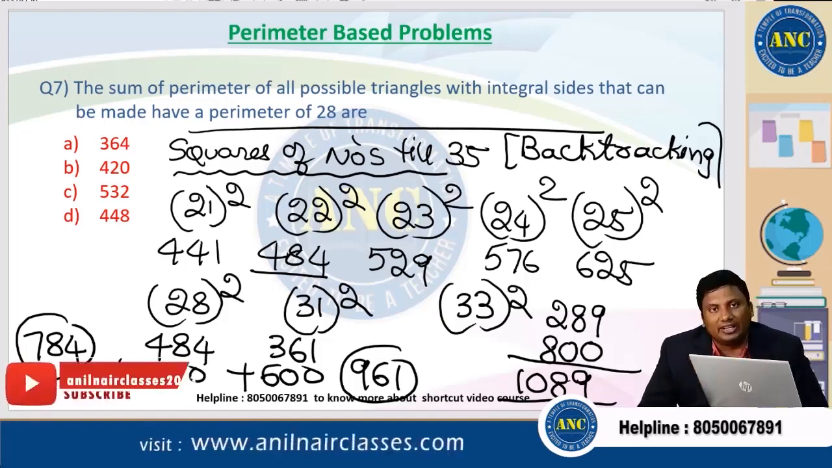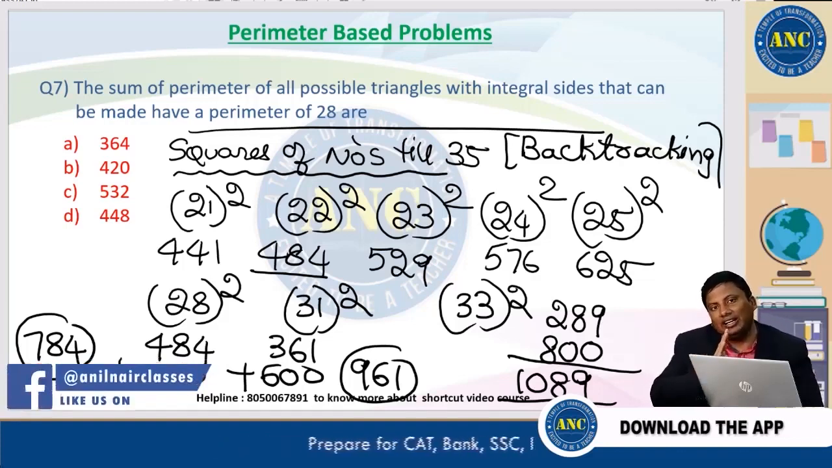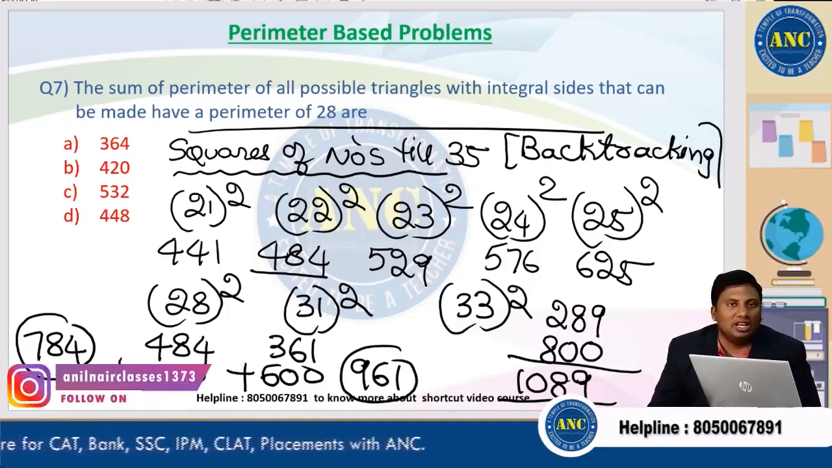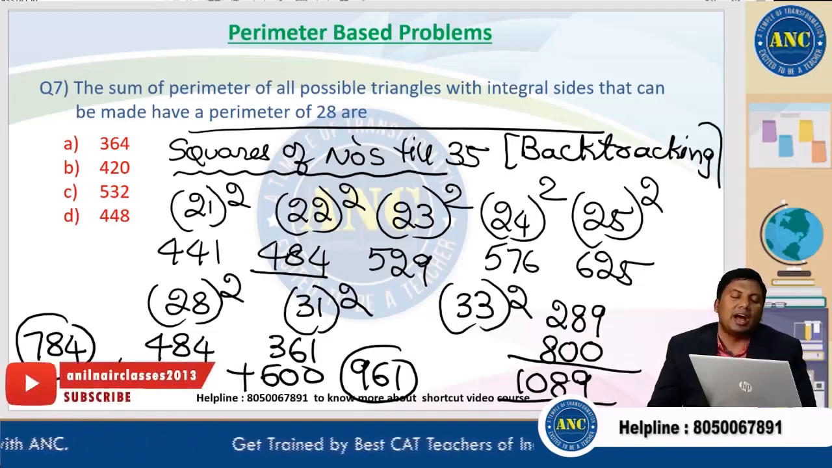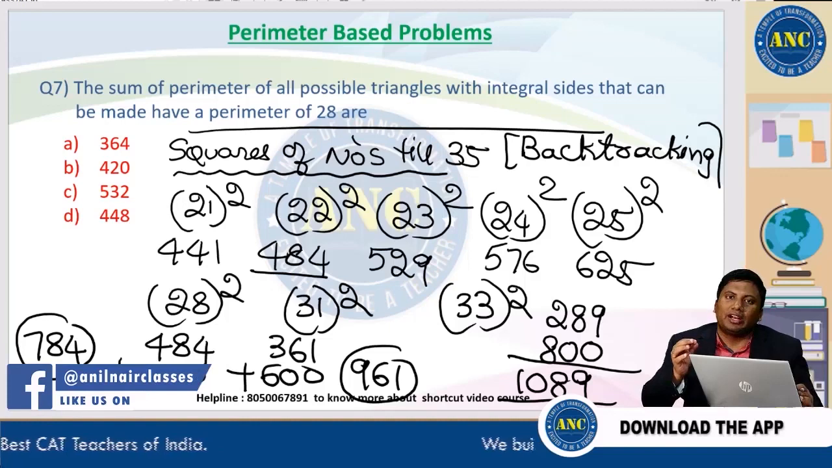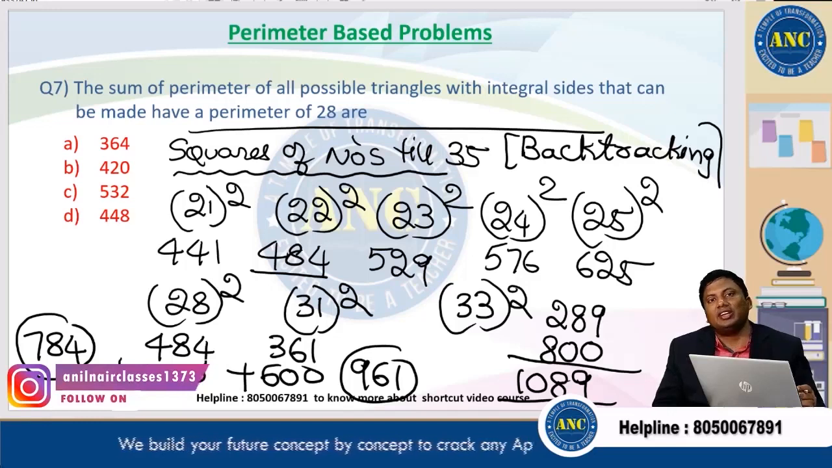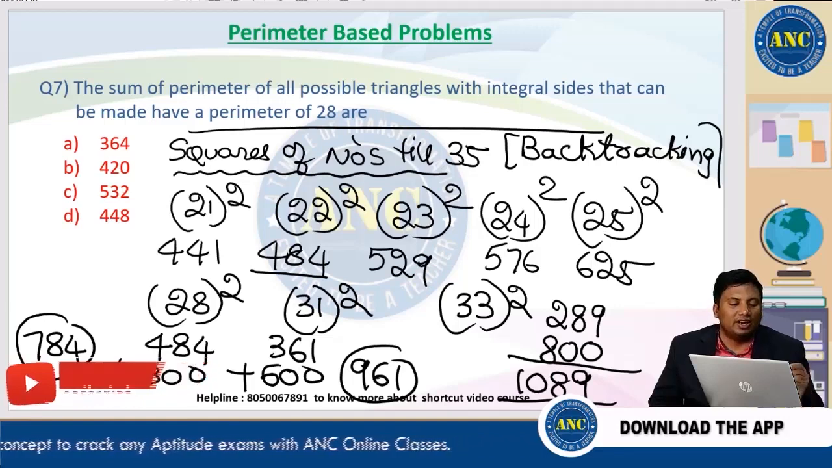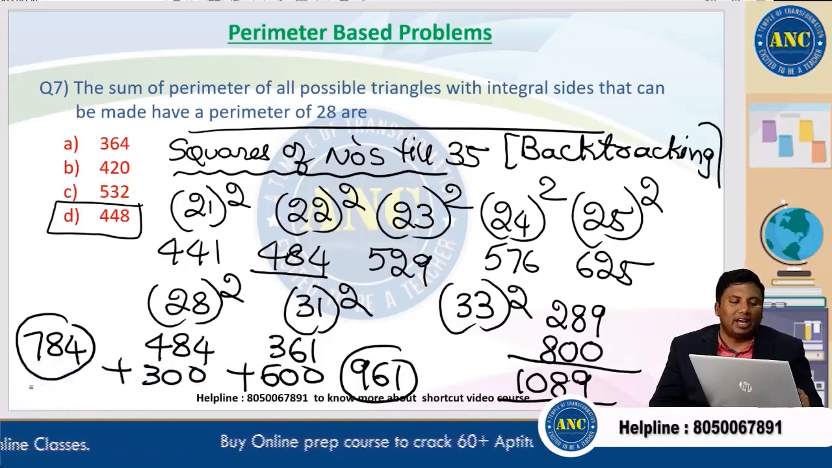If I want 28 square, keep 25 as the center. 28 is 3 units greater than 25. Go 3 units back. 25 minus 3 is 22. 22 square is 484. Because it is 3 units, add 300. 484 plus 300 is nothing but 784. 31 is 6 units greater than 25. 6 units back is 19. 19 square is 361. 6 units means add 600, which is 961. The answer for this question is nothing but 448. I hope it is clear.